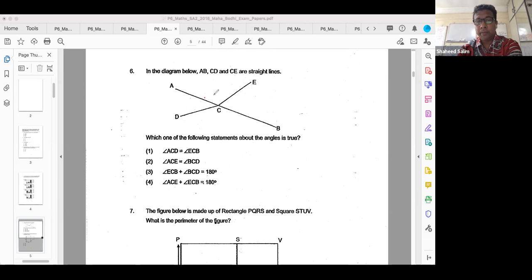ACE, this angle, plus ECB, this one is 180 degrees. They tell you it's a straight line, right? AB is a straight line. So this is confirmed correct. What about the rest? Okay, let us see the rest now.